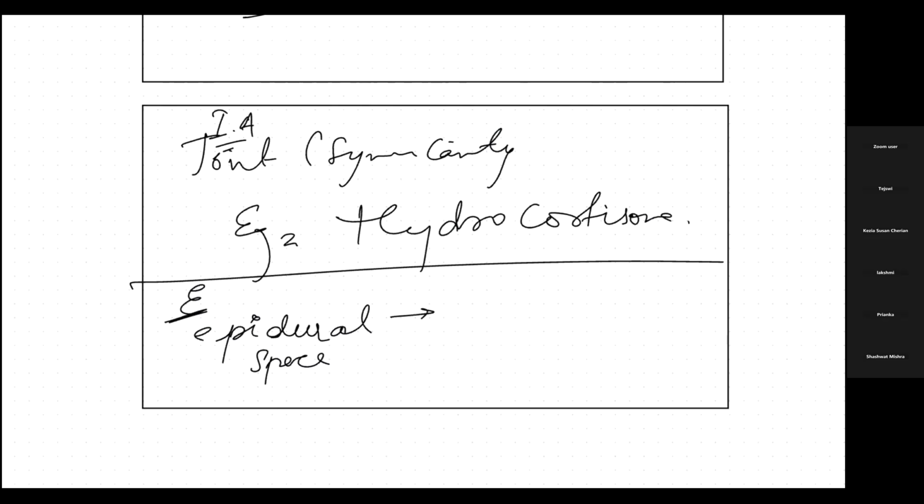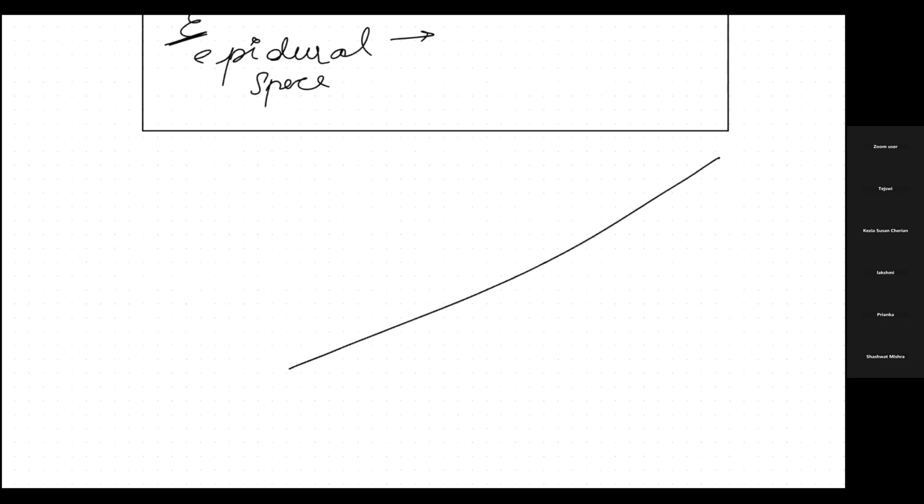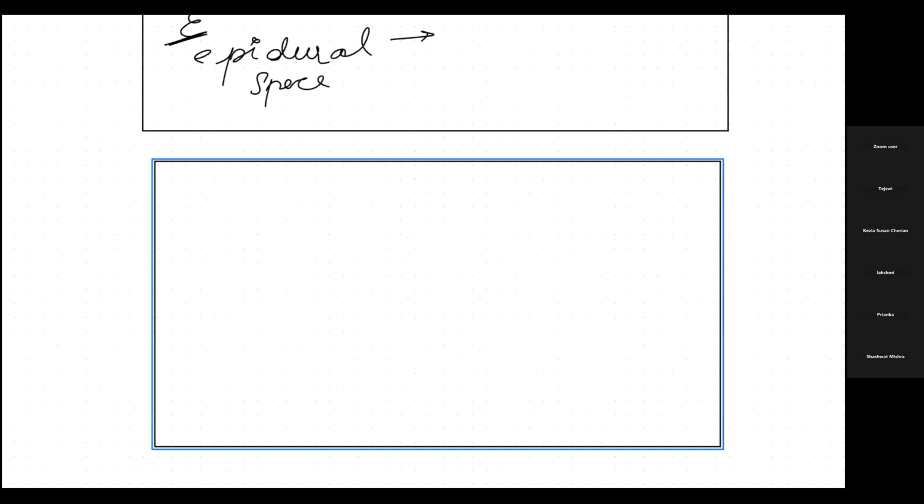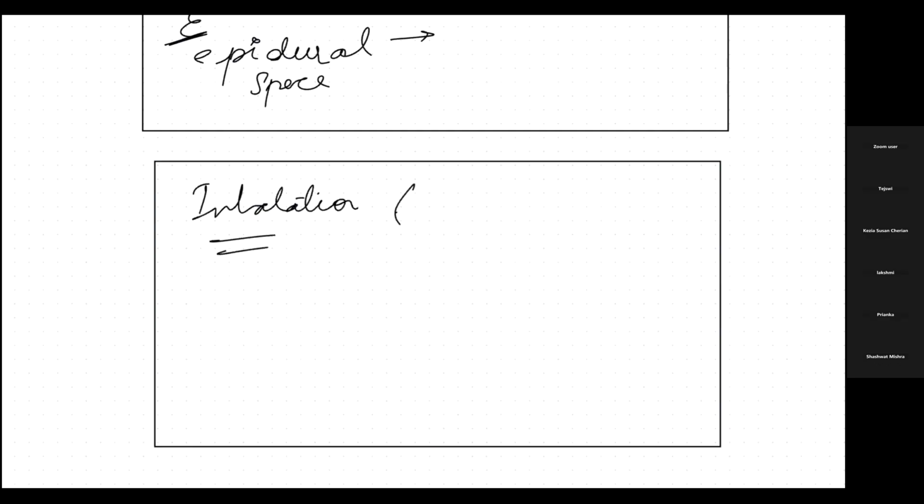The last one is inhalation. Definitely it is a parenteral route. It doesn't come under the enteral route, so it is inhalation. Now, inhalation is what? Either through the nose or mouth, the drug is taken.